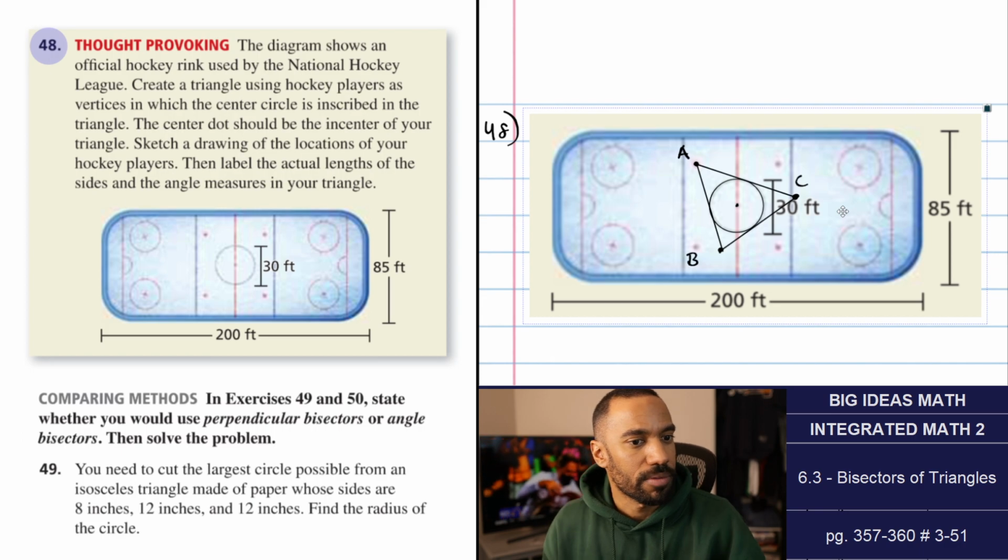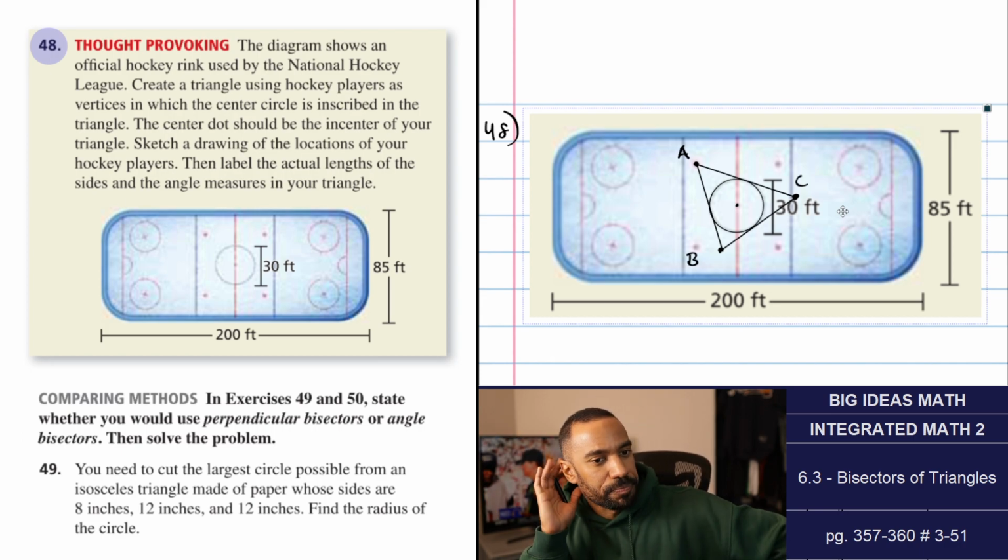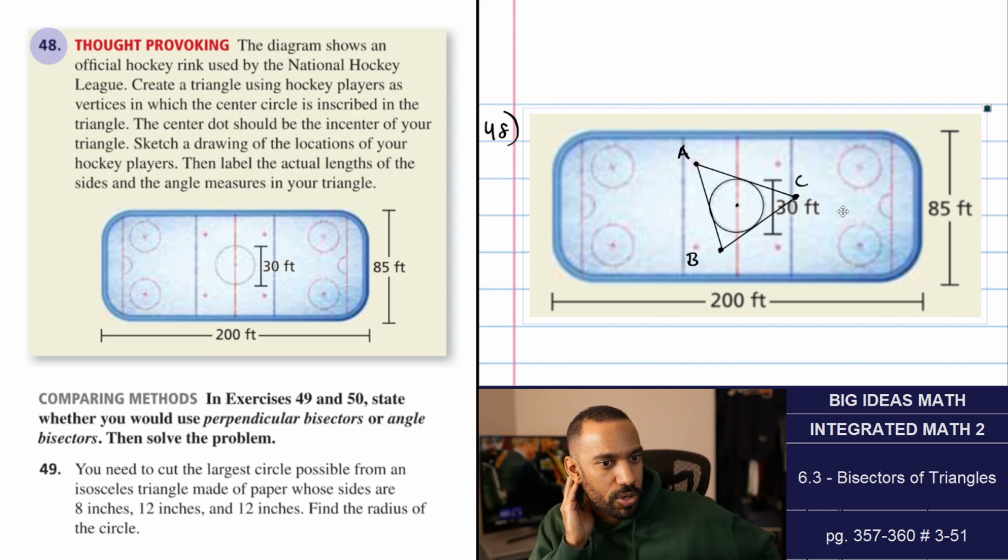Let's see. Did they ask for something? Create a triangle with hockey players as vertices, in which the center circle is inscribed in the triangle. The center dot should be the in-center. Sketch a drawing of the locations of the hockey players. Then label the actual lengths of the sides and the angle measures in your triangle.